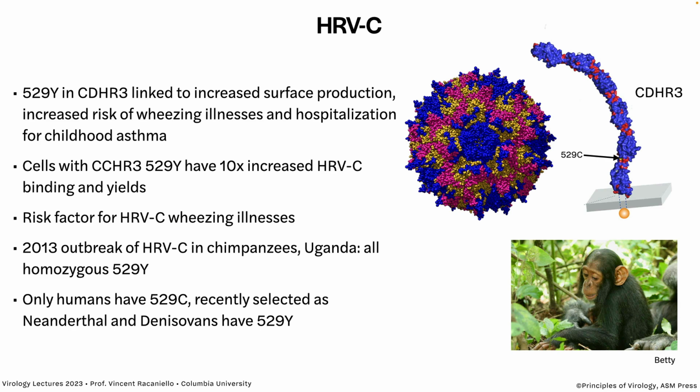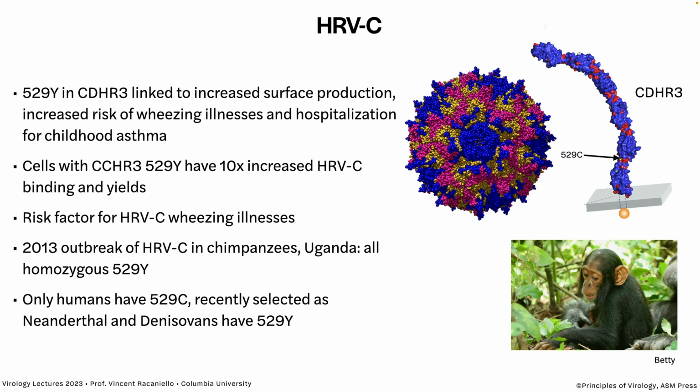So this was noticed a while ago, that kids who have asthma and go to the hospital tend to have, in this protein, 529Y. So position 529 can be a Y or a C, and the Y is associated with higher surface levels in asthma. Cells with CDHR3 529Y have higher surface levels. They also make 10 times more HRVC when you infect them. So having more surface protein leads to more infection and more virus production.